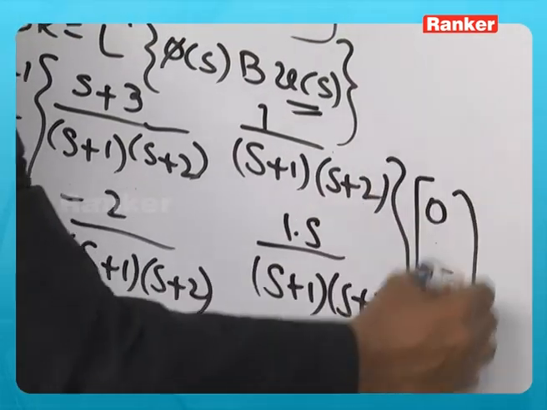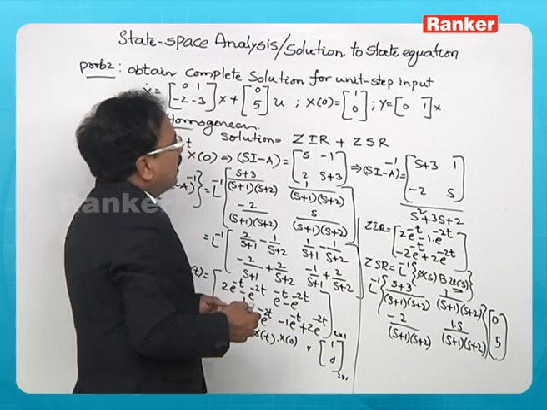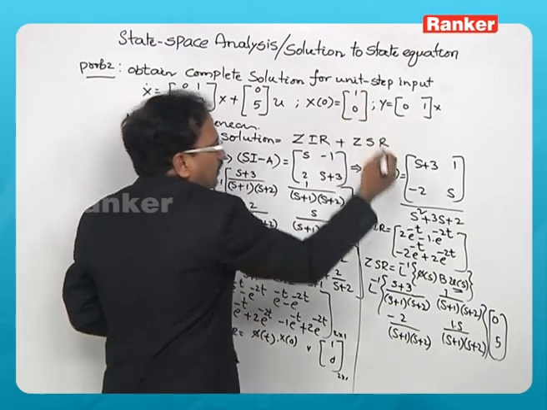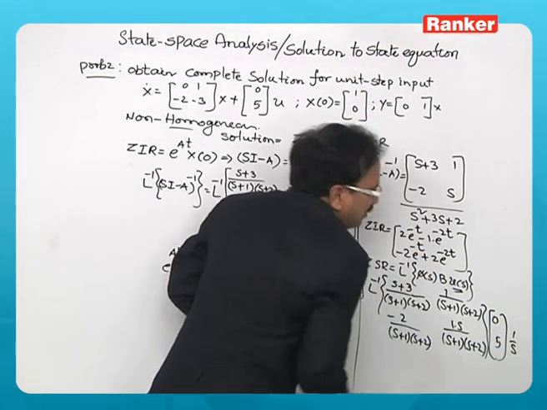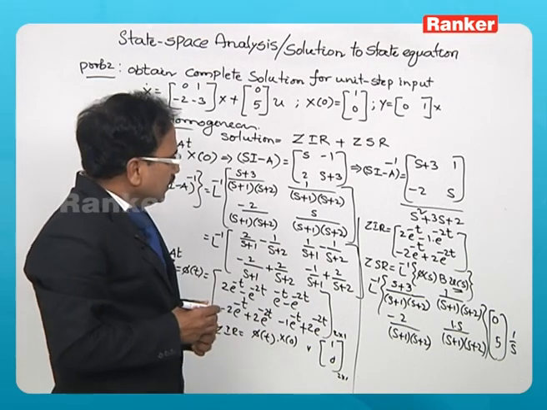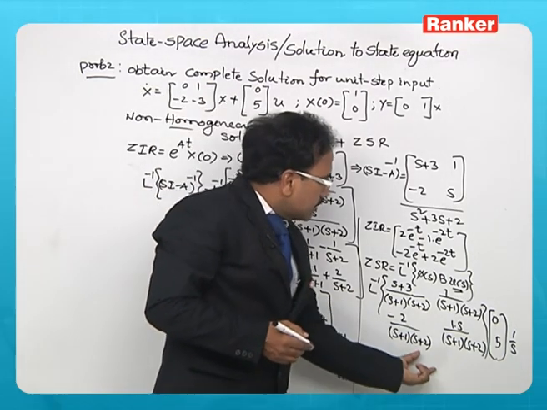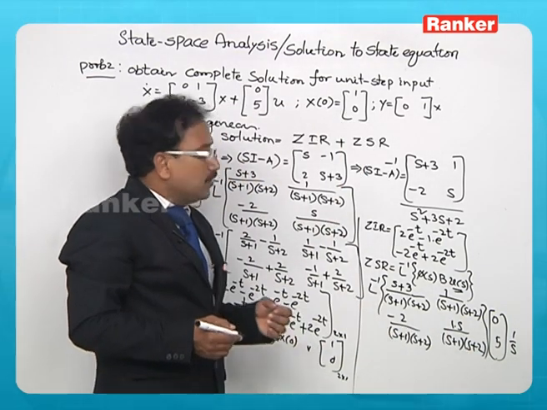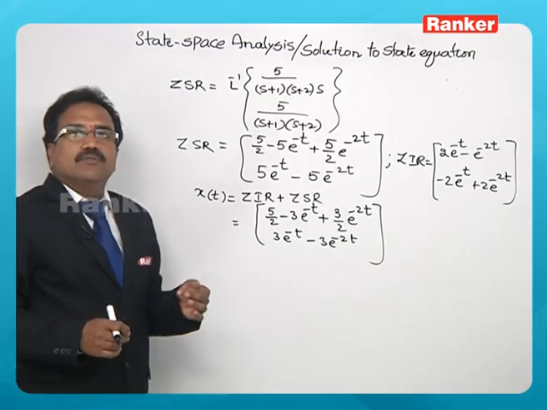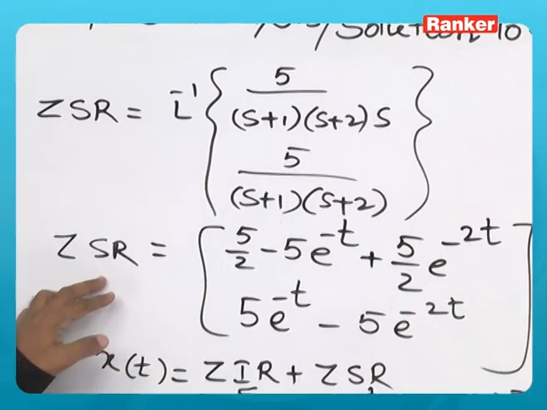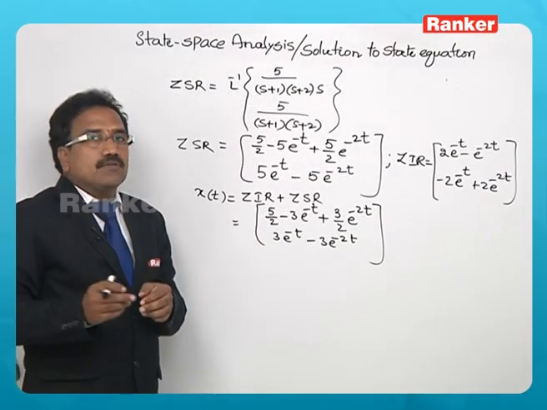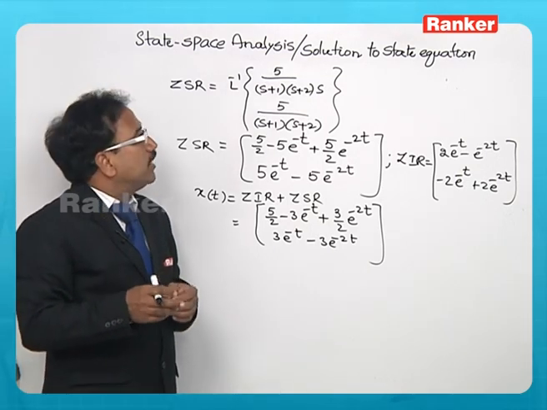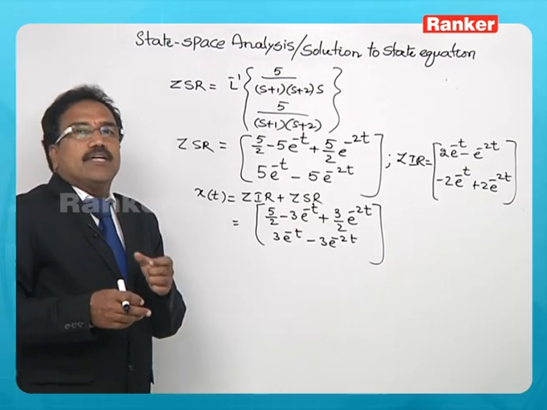Now, B matrix is 0 and 5. This is called the input matrix, and U of s is the unit step input. So, you need to multiply with 1 by s. So, you have phi of s, then B and U of s, and you need to obtain the Laplace inverse of that. So, you get the 0 state response after getting the Laplace inverse of the state transition matrix, then B input matrix multiplied by the unit step signal U of s.